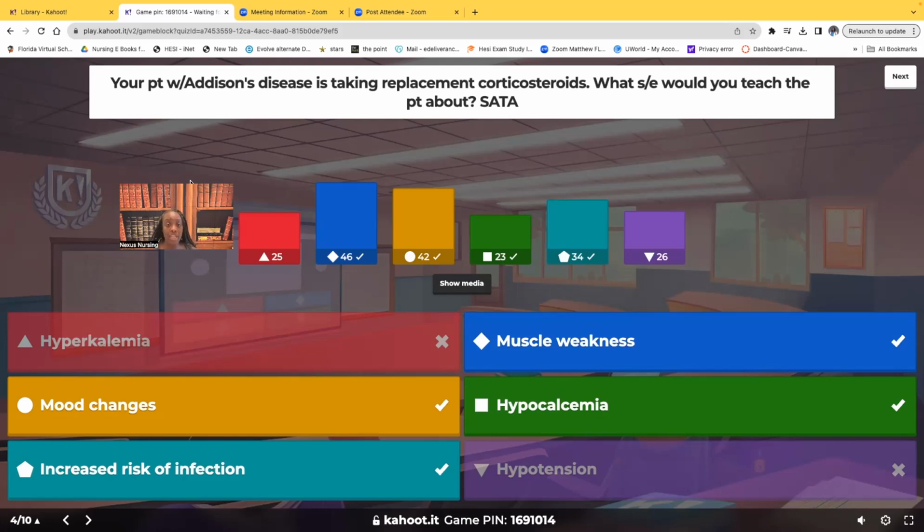And let's talk about hypotension. Patient's got Addison's disease. They don't have enough salt, sex hormones, sugar. We're giving them corticosteroids. We expect that to increase. Increased salt brings what? Increased fluids. Increased fluids brings what? Increased blood pressure. Because remember, blood pressure is a force that's being exerted against vessel walls. So more fluid, more pressure. So with this medication, we expect to see the blood pressure go up, not down. That's why hypotension is not an answer. So when it comes to corticosteroids, side effects we're going to be concerned about are muscle weakness, mood changes, hypocalcemia, and increased risk for infection.